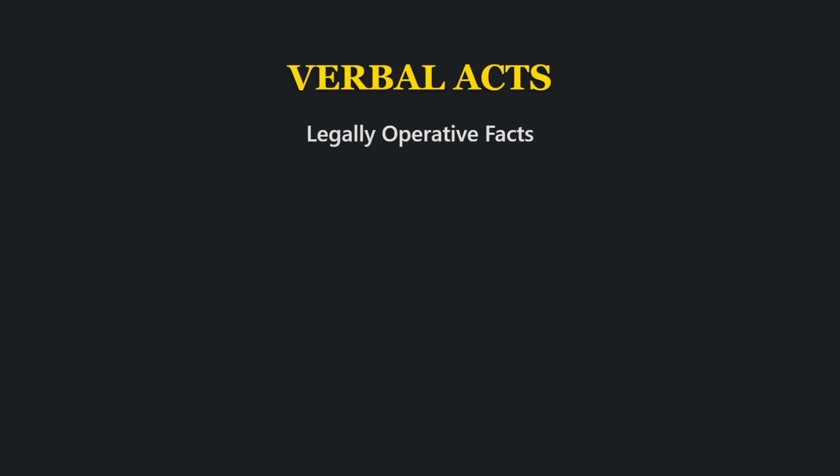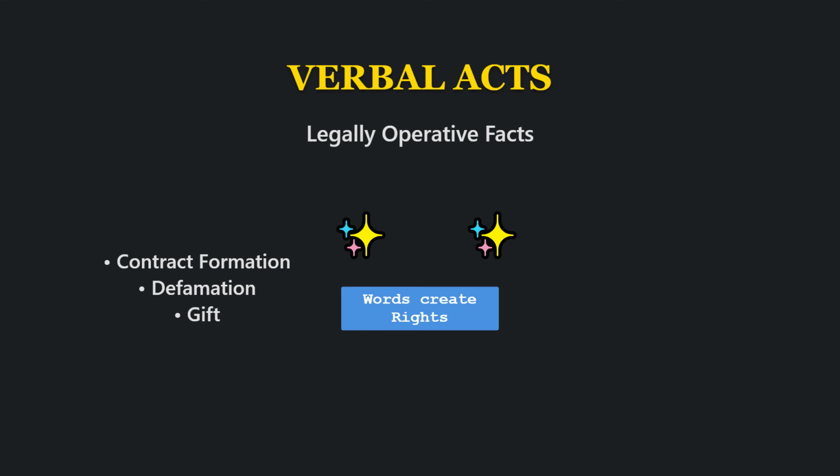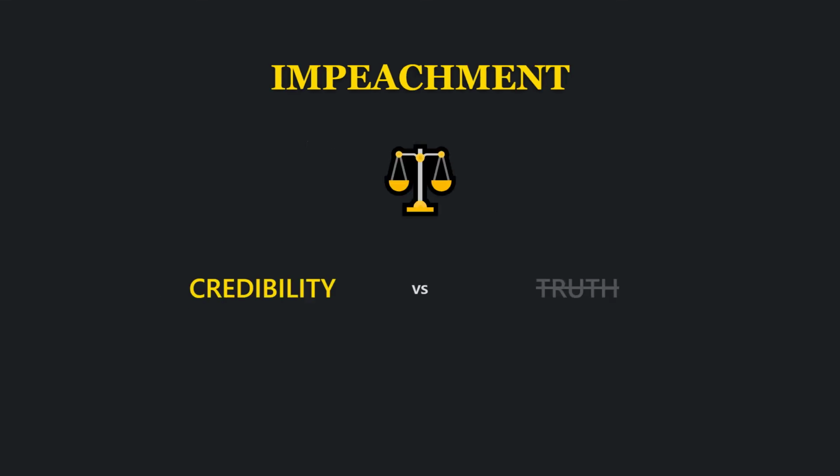Legally operative facts, also known as verbal acts, are non-hearsay because the words themselves create legal rights or obligations. Examples of verbal acts include words of contract formation, defamation, or making a gift. These statements are relevant simply because they were spoken. Impeachment of a witness using a prior inconsistent statement is also a non-hearsay use, as it attacks the witness's credibility rather than proving the truth of the prior assertion.